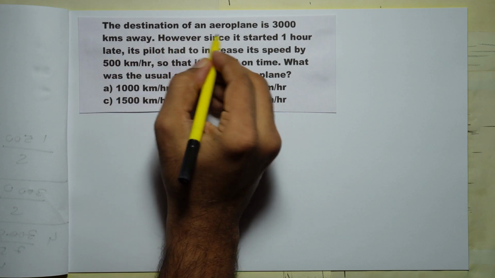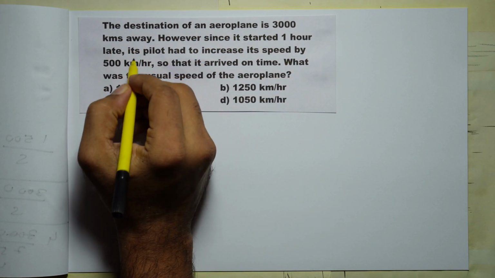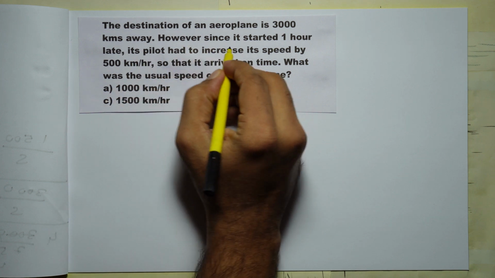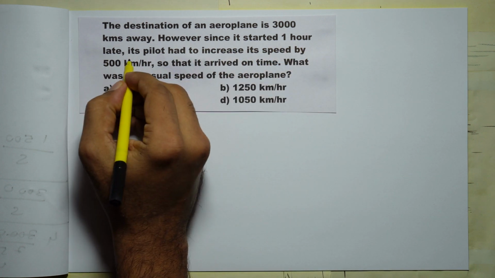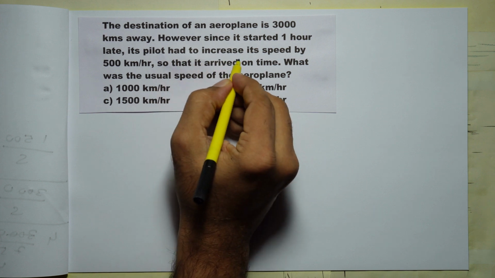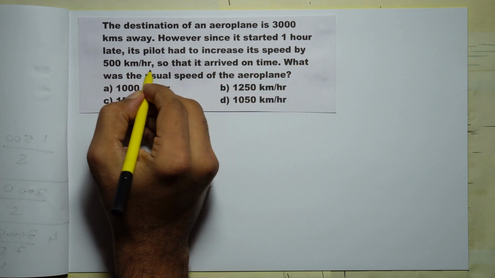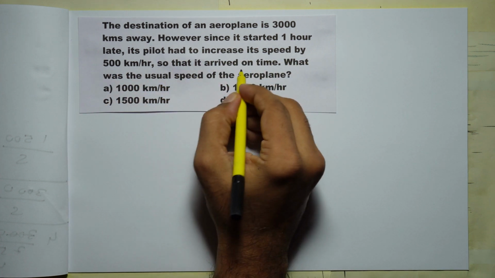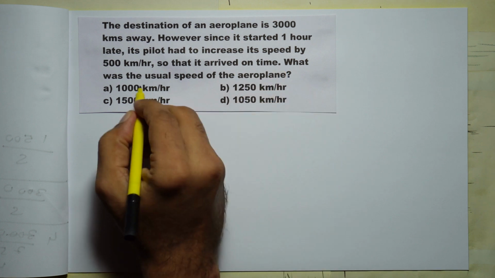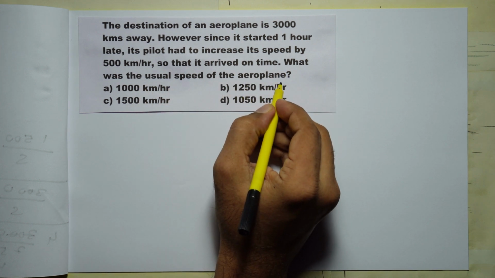The destination of an aeroplane is 3000 kilometers away. However, since it started 1 hour late, its pilot had to increase its speed by 500 kilometers per hour so that it arrived on time. What was the usual speed of the aeroplane?